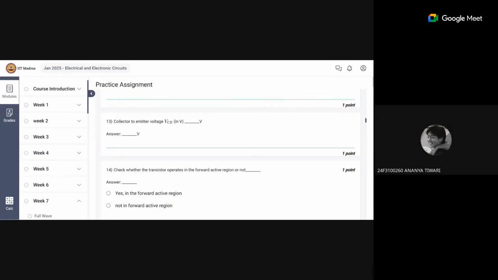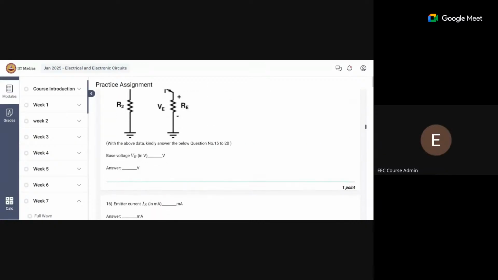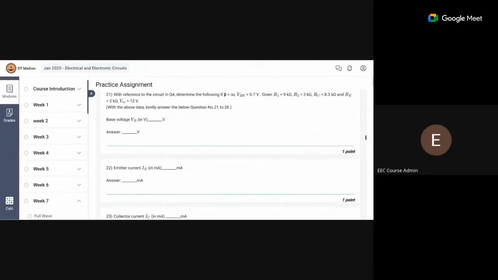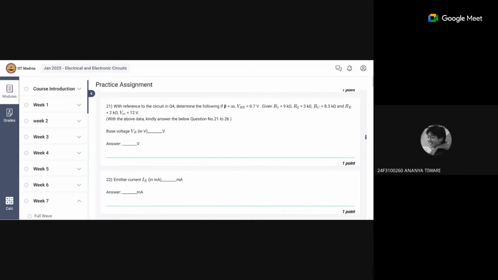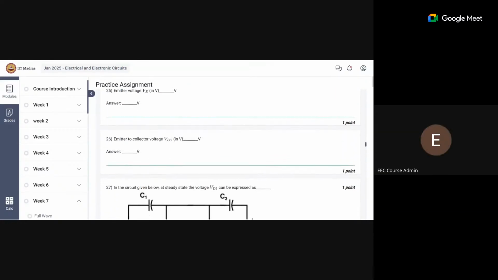And also, can you check questions 22 to 26? Let me just see what the question is. Because I'm getting different answers. Even I tried solving 2 times, even more than that. 22 to 26. Wait a minute.